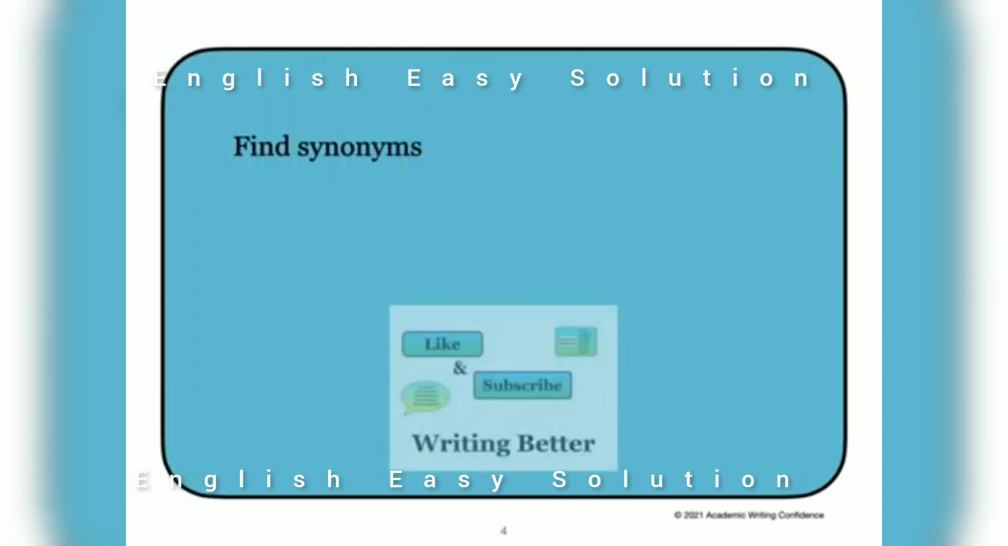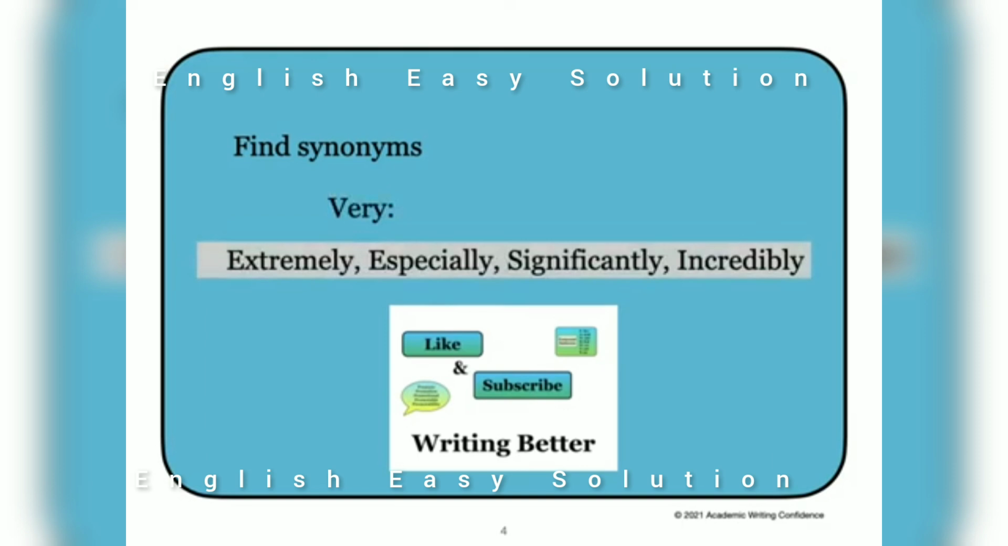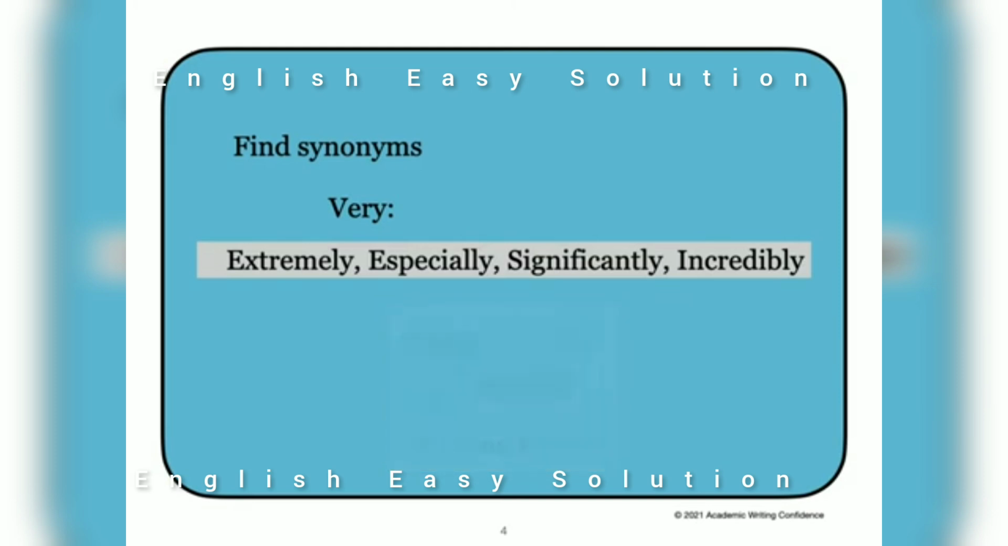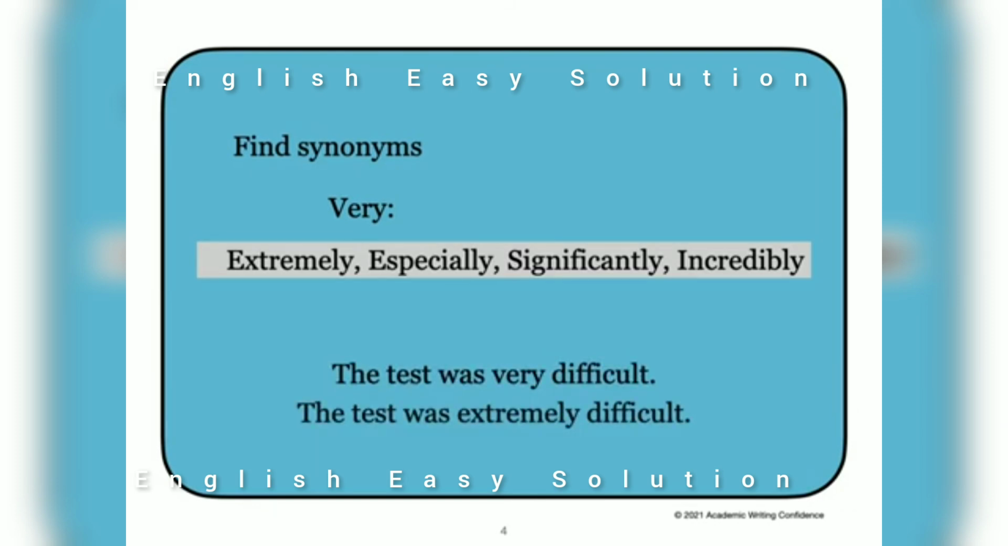Another good thing to do is to learn synonyms for the words that you often use. For example, the word very. You can use extremely, especially, significantly, incredibly. All of these are different ways that you can say the word very. If the test was very difficult, you would be using higher level vocabulary if you say the test was extremely difficult.